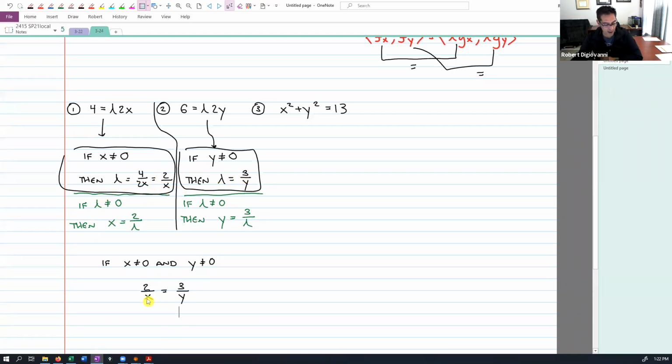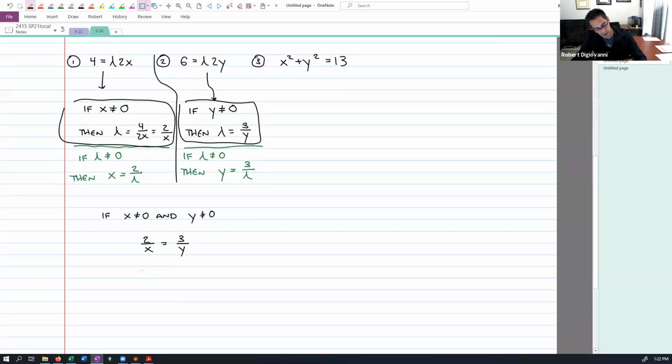Now if that's true, I have a relationship between x and y. In fact, I could cross multiply and say 2y is equal to 3x. Just for the heck of it, I'm going to solve for y. So y is 3/2 x. Do you agree? So in this case, if x isn't 0 and y isn't 0, I have this relationship.